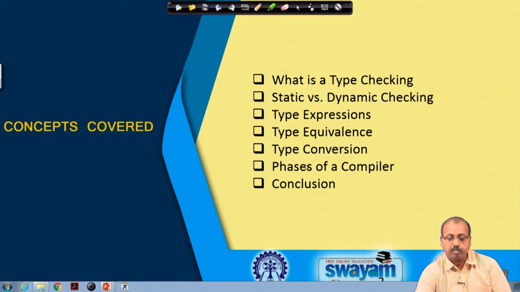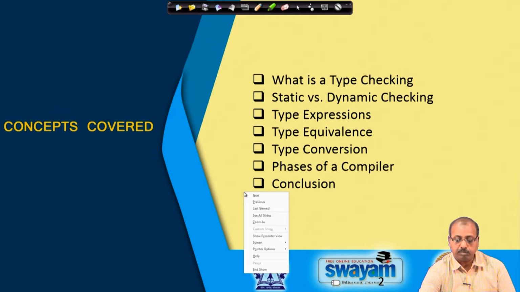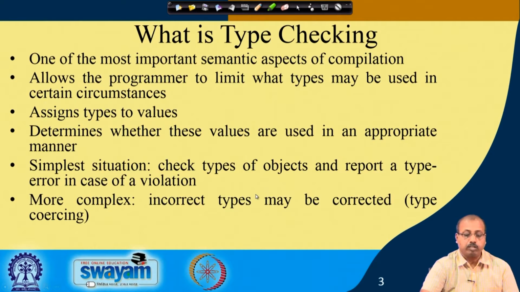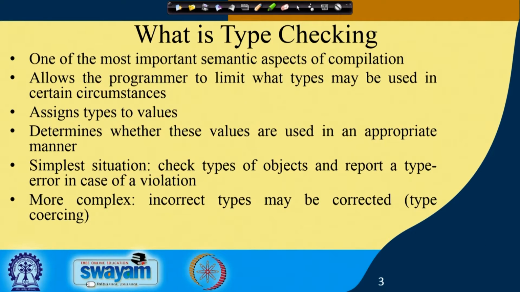Next, phases of a compiler. This will be where we will see this type conversion coming into the picture, and then we will draw the conclusion. So, we try to answer this fundamental question: what is type checking? It is one of the most important semantic aspects of compilation.